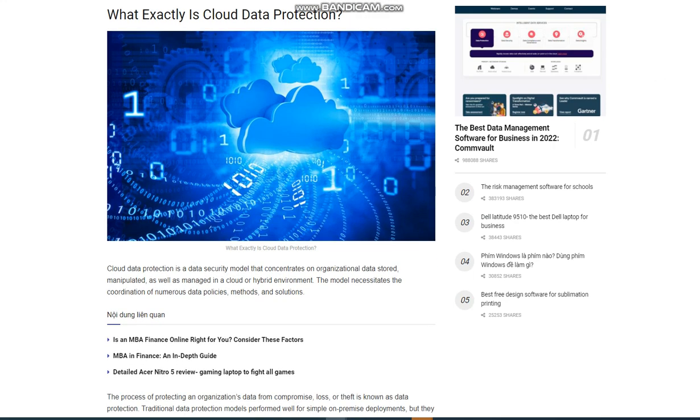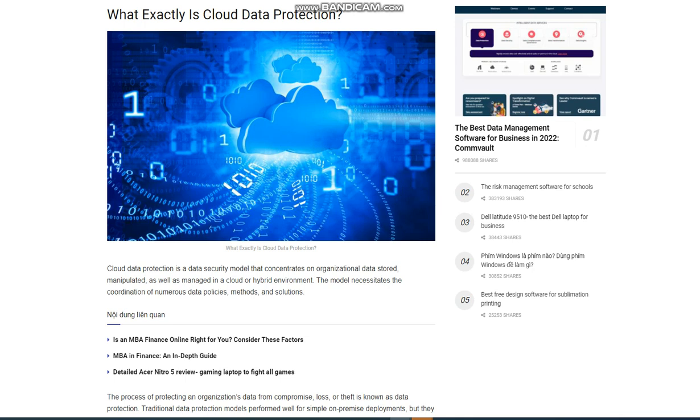In this article, we will define cloud data protection, discuss its importance for businesses, and provide thorough best practices for 2022. What exactly is cloud data protection?